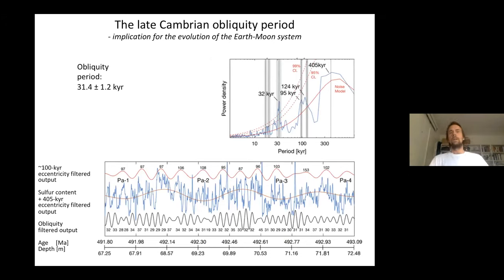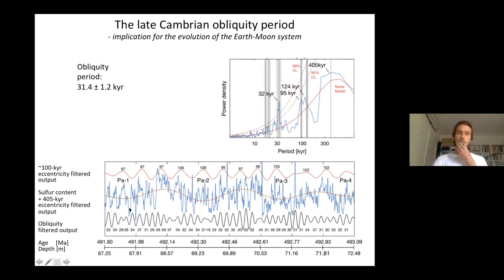Then we want to see how well we could find the obliquity period, because the obliquity period, the axial precession, the Cambrian day length, and the Earth-Moon distance are all coupled. So if you know one of these parameters, you also know the others. For 250 million years and further back, the Earth-Moon distance carries large uncertainties in the theoretical models. So it's really good to have some measurements of the Earth-Moon distance. That is what we want to do by determining the obliquity period.